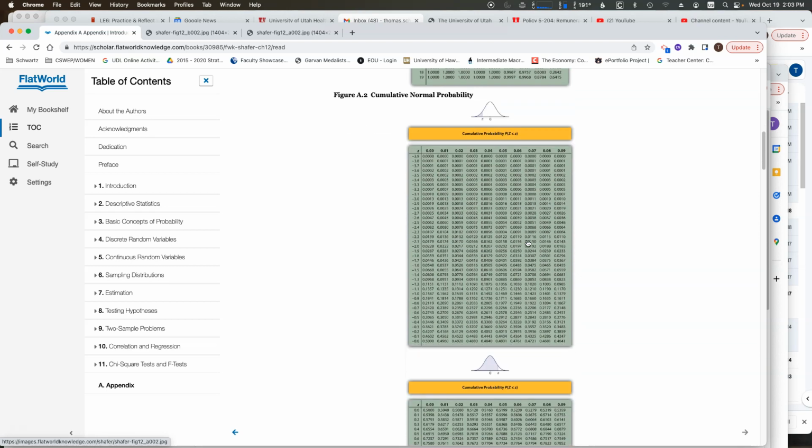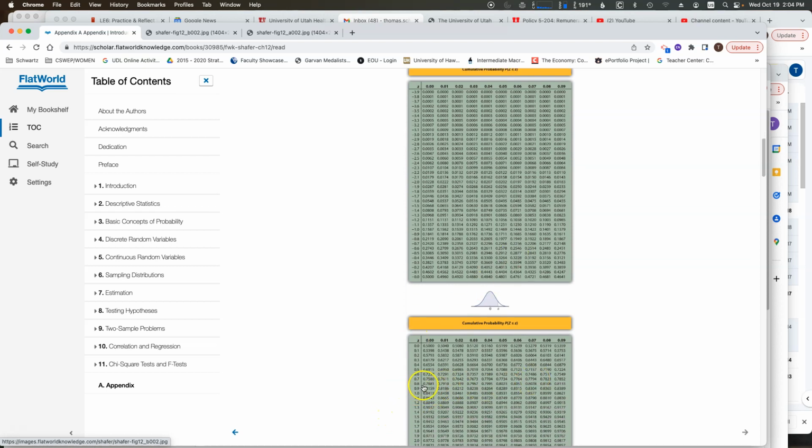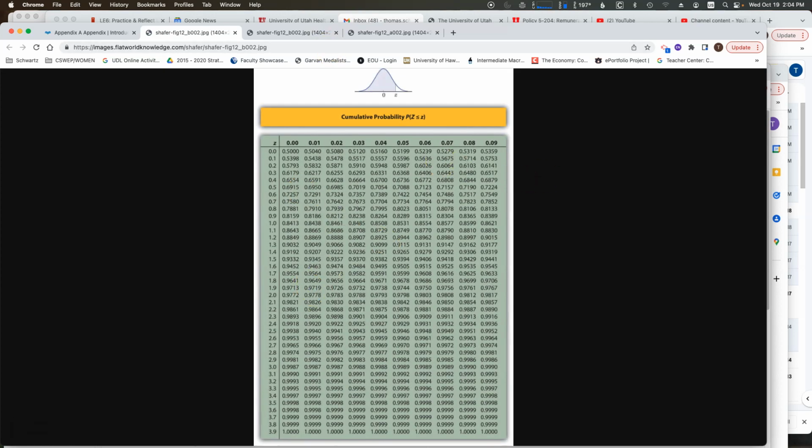So we need Z at 0.05 and negative Z at 0.05. So what we're going to look at here is the 0.95. Let's see here, 0.95. Sorry, I need to do it on the other side.